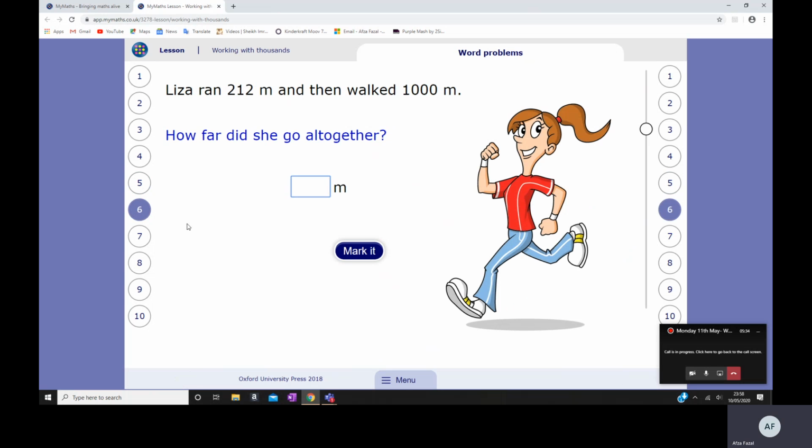Next is like a problem sentence. Lisa ran 212 meters and walked 1,000 meters. How far did she go altogether? So it's 1,212. You've added them together because that's what she did. That's what she ran, and then that's what she walked. So we're adding them together. So you're adding 1,000 this time.